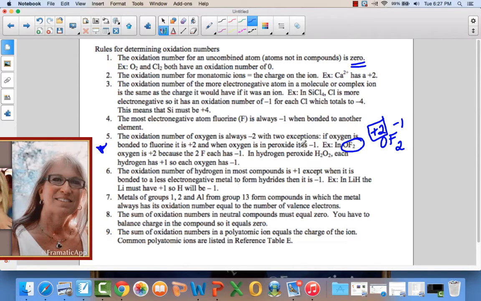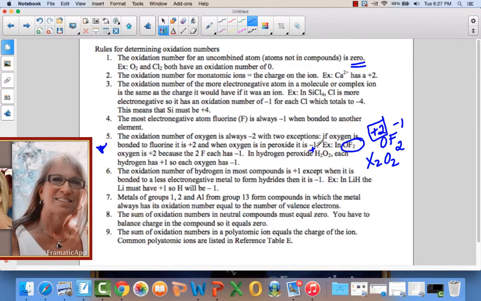Another exception to the rule is peroxides. Peroxides have the general formula of X2O2. They look like that. Here's your hydrogen peroxide, H2O2. So here, the oxygen is going to be -1.